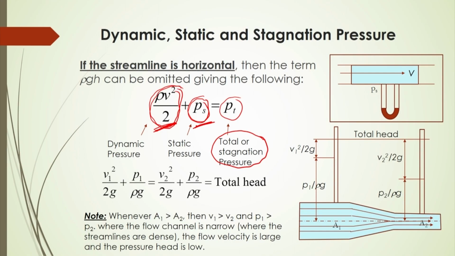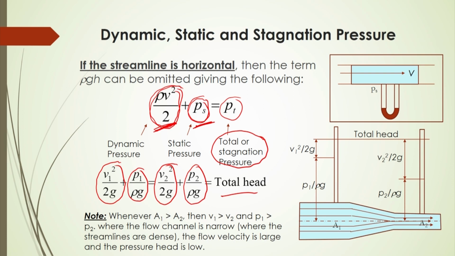Now, again the Bernoulli's equation, that means conservation of energy, will be satisfied here. If we consider two sections of this pipe, cross section 1 and cross section 2, then you can say the summation of this dynamic pressure and the static pressure will remain the same. So, in terms of head, V1 square by 2g plus P1 by rho g will be equal to V2 square by 2g plus P2 by rho g, that will be equal to the total head. So, the total head based on the dynamic pressure and static pressure will remain the same.